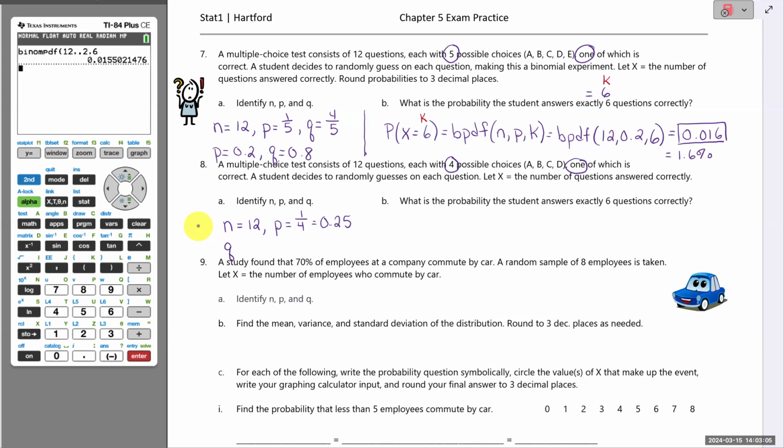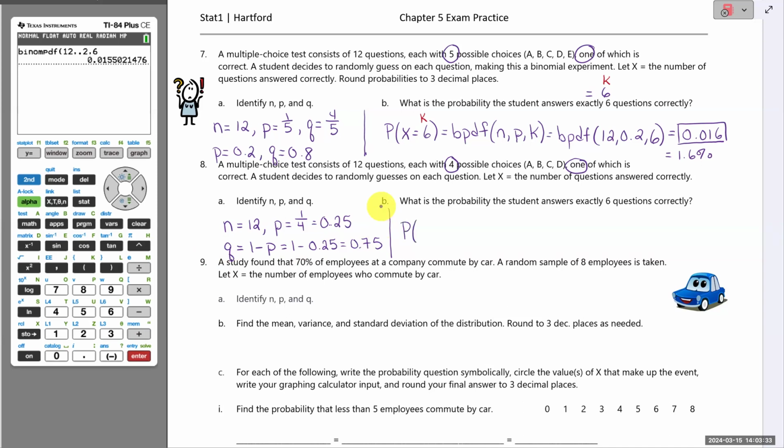Just to remind you here that to find Q, it's the rule of complements. So Q is always 1 minus P. So the probability of a failure, Q, is 1 minus the probability of a success. And that will be 0.75. Okay, so we don't need the Q for the probability, but I'll return to Q in a bit. So just reviewing there, then we can go to the probability.